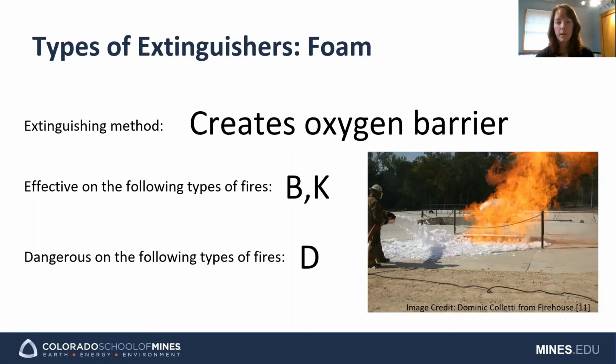Similar to CO2, foam can be dangerous for Class Delta fires, and the reason for that is Class Delta fires burn so hot that the molecules dissociate, so the water that's in the foam actually breaks down and provides additional oxygen to the fire.